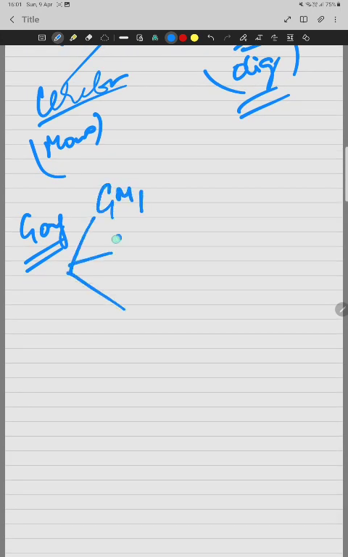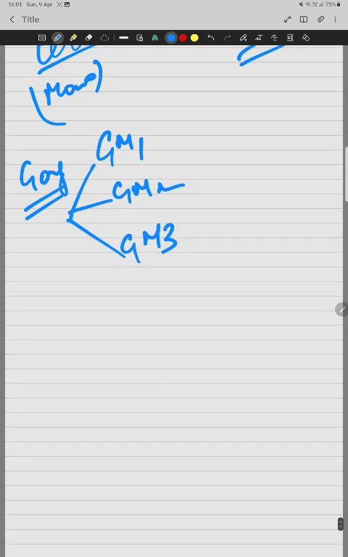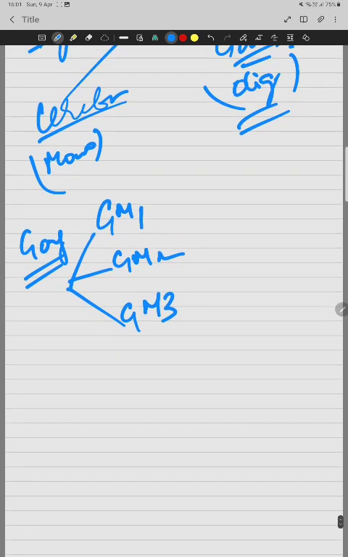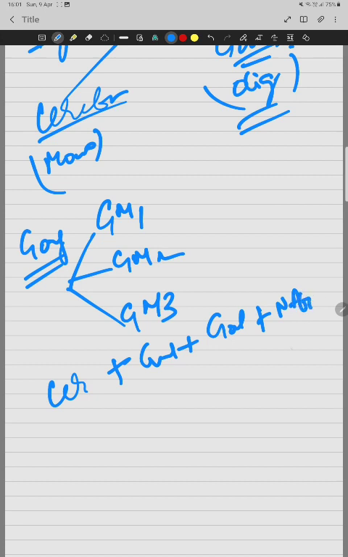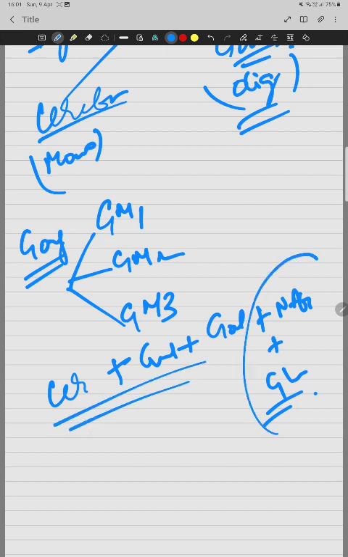There is a GM1, there is a GM2, there is a GM3. So how are you going to remember? We know it is ceramide. Ganglioside is a ceramide. So ceramide is going to come, plus glucose, plus galactose, plus your N-acetyl galactosamine, plus galactose. So this is how GM3 will be there.